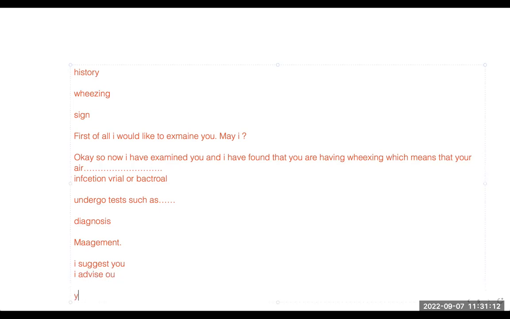You should do this thing. You need to do this thing. It is important for you. So that is how you can give suggestions at the end of the role play.